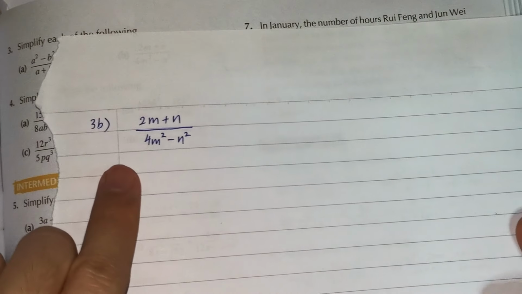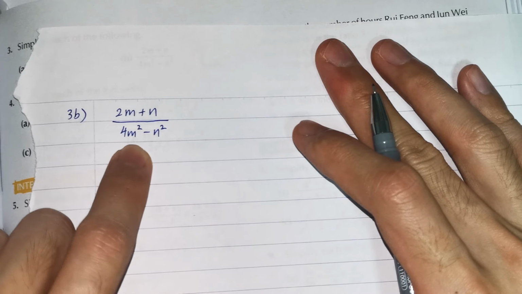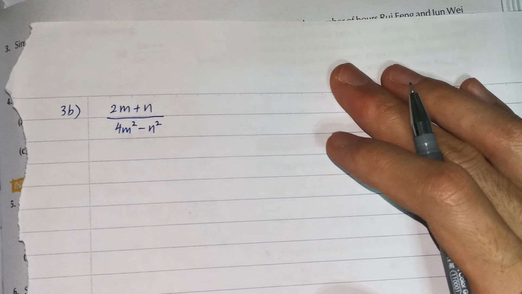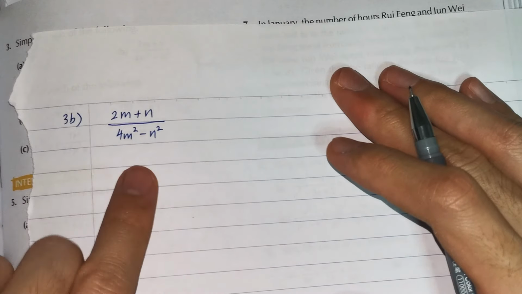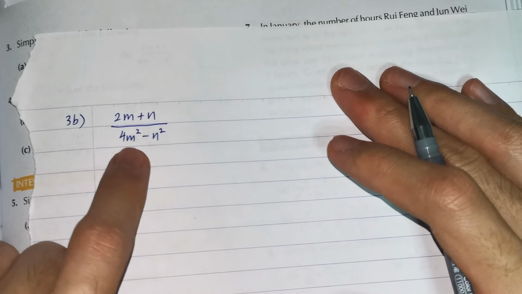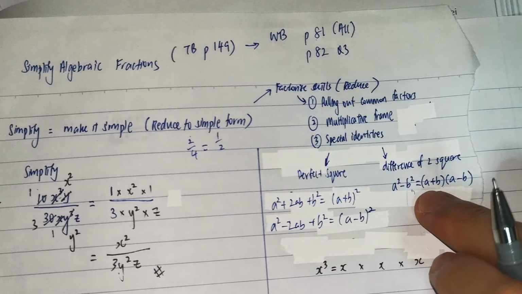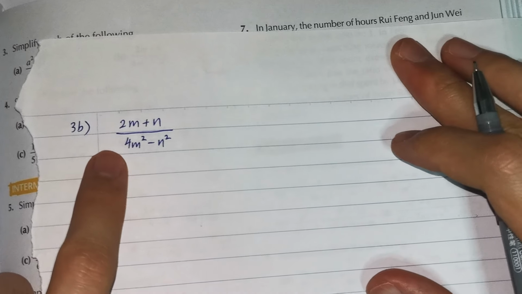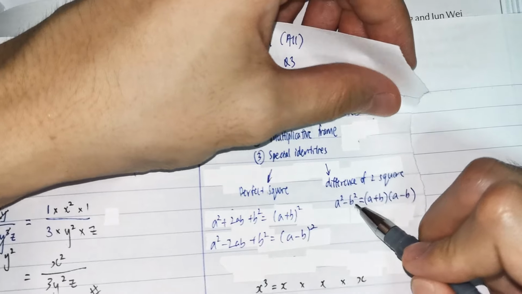For question 3b, now we have 2m plus n divided by 4m squared minus n squared. How do I simplify this term? The first step is for us to factorize the denominator, because we notice that this one looks like a square number. So I can use the difference of 2 squares to factorize. First thing, for difference of 2 squares, I need to identify what is my a and what is my b.